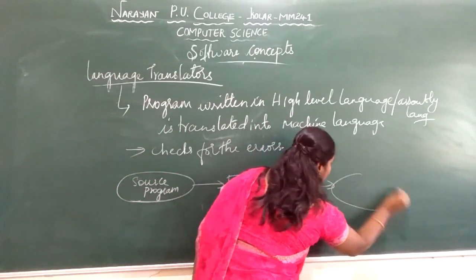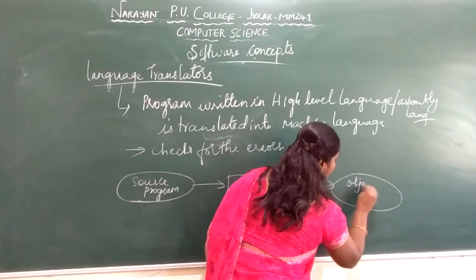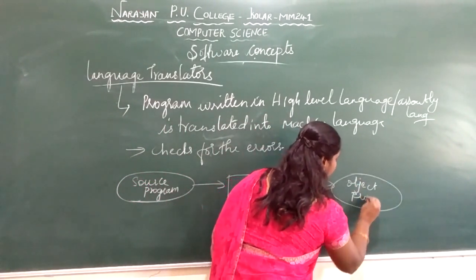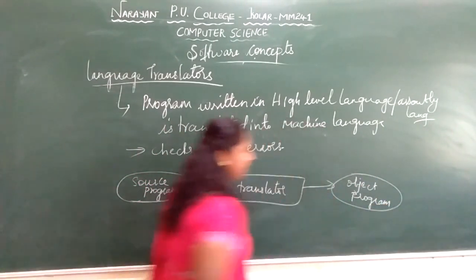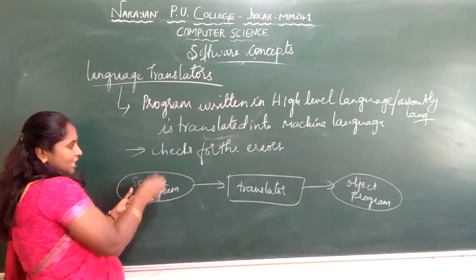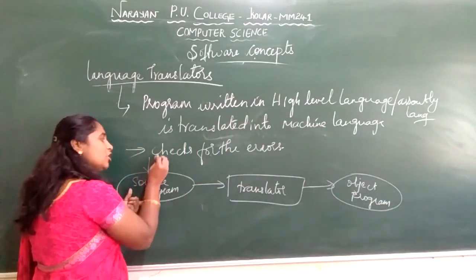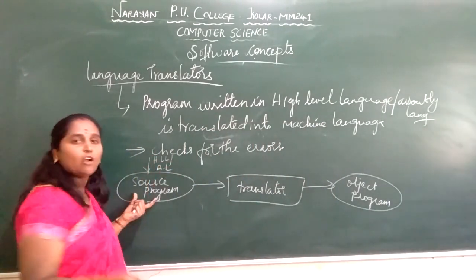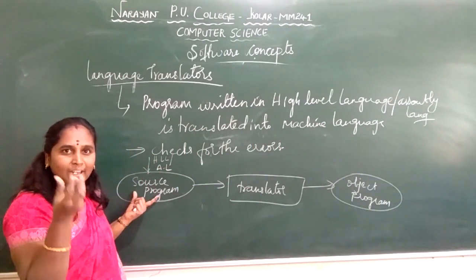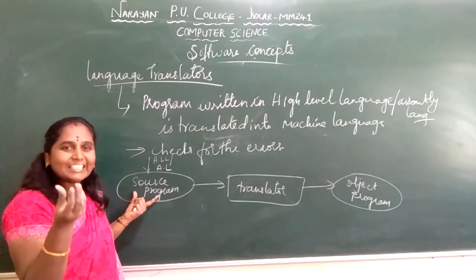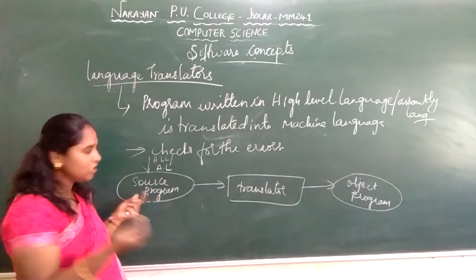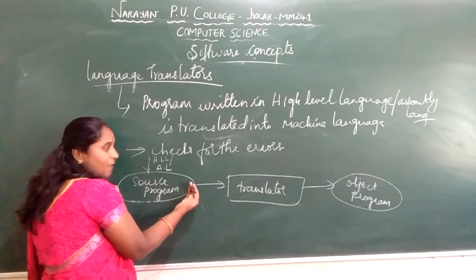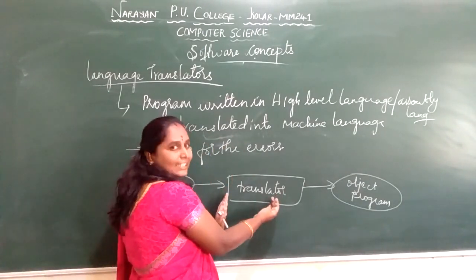And this is my object program. See here, what I am telling here: source program is nothing but your program that is written in a high level language or in an assembly language. That we call as the source program. Whatever program is written in your high level or assembly language, that we call as the source program. That is being given to a translator.